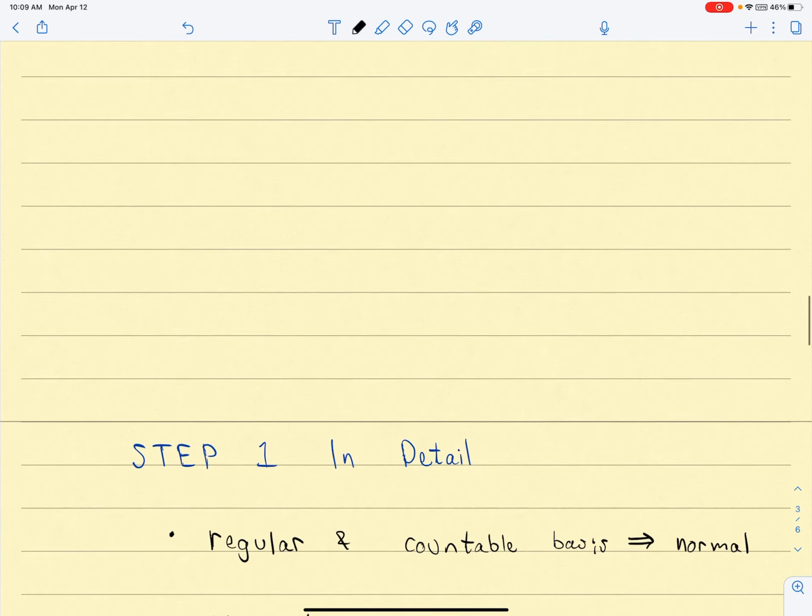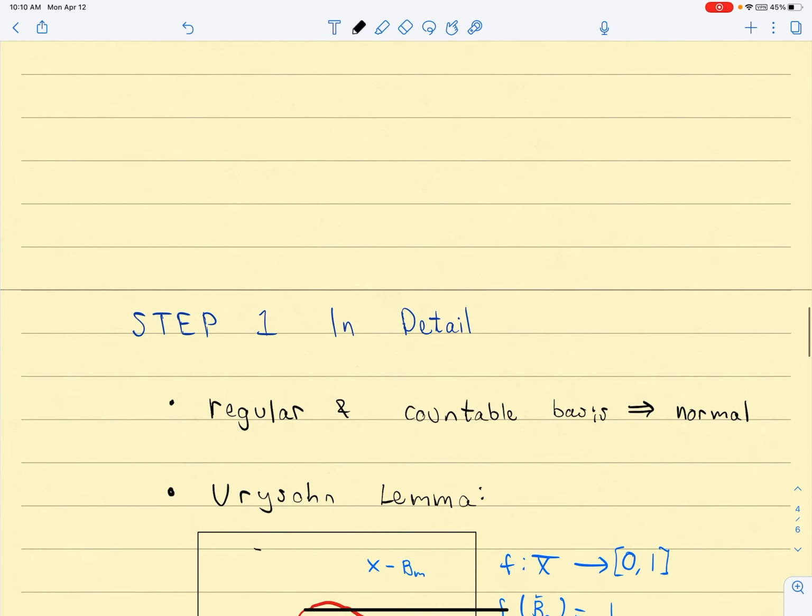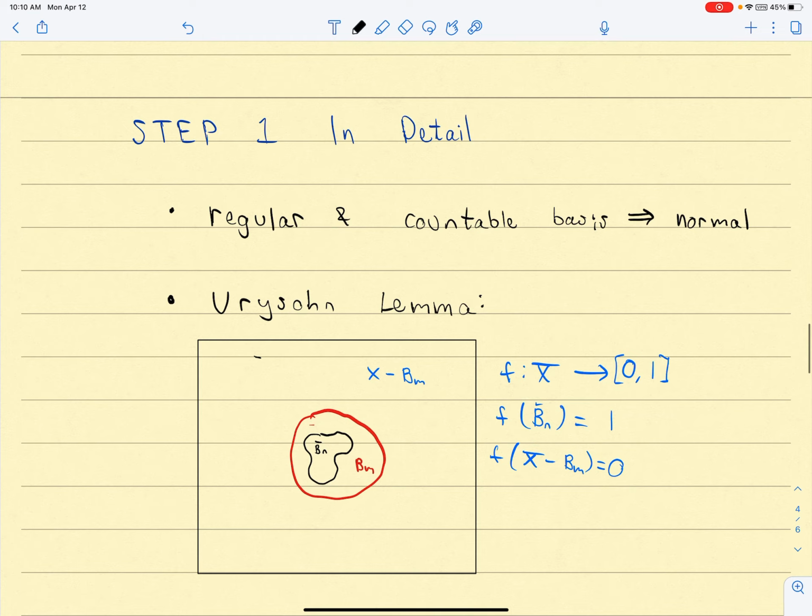The first result is that if we have a space which is both regular and countable, that space is a normal space. So we're going to take that for granted. The next thing we're going to take for granted is the Urysohn lemma. I'm not going to state the Urysohn lemma in its exact form, but in a form which is going to be useful for us in this proof.